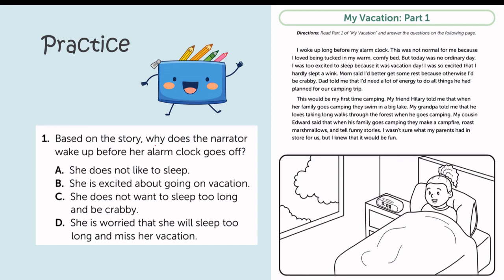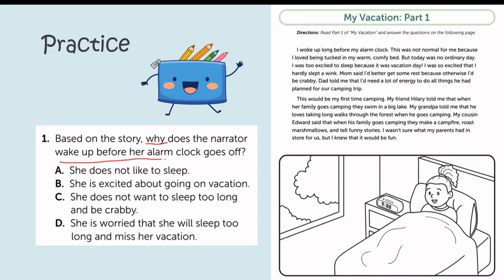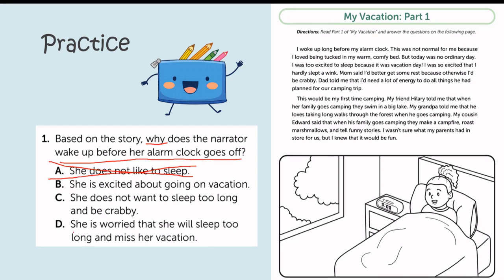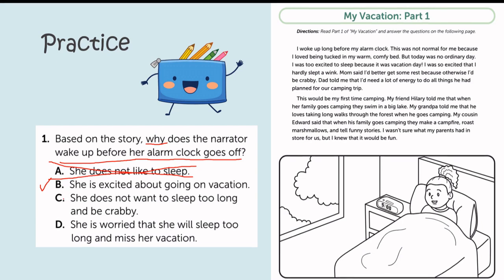So if the question is, based on the story, why does the narrator wake up before her alarm clock goes off? Here are our answers. A, she does not like to sleep. I don't know anybody who doesn't like to sleep. It doesn't sound right to me, so I'm going to cross it out. B, she is excited about going on vacation. I'll say that sounds very probable. I get nervous before big events. I know a lot of people do. So there's a good chance that's the right answer.